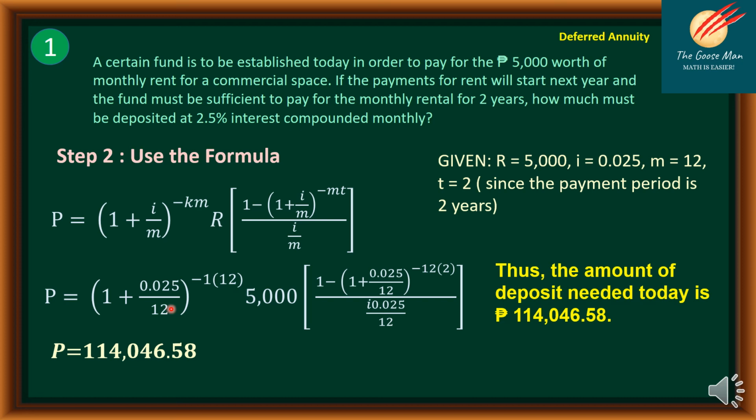Again, to summarize, in order to solve a deferred annuity, we have step number one, illustrate the cash flow. Number two is use the formula.